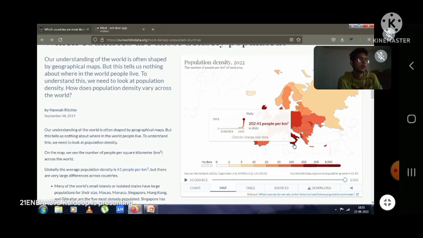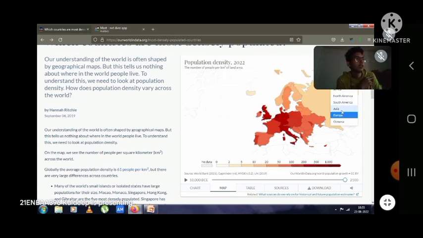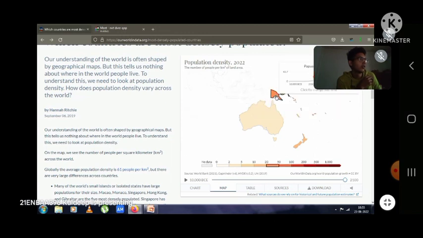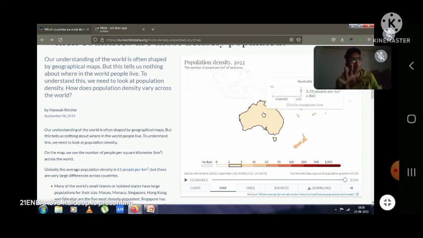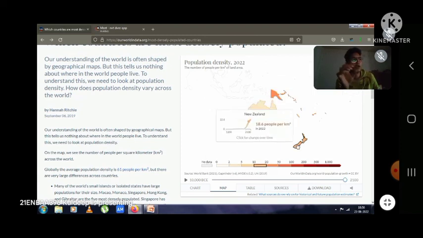202 is of Italy, and let's have a look at Oceania. Papua New Guinea has 20, and Australia has only 4 people, and New Zealand has around 18 population density. So that's all in this video.